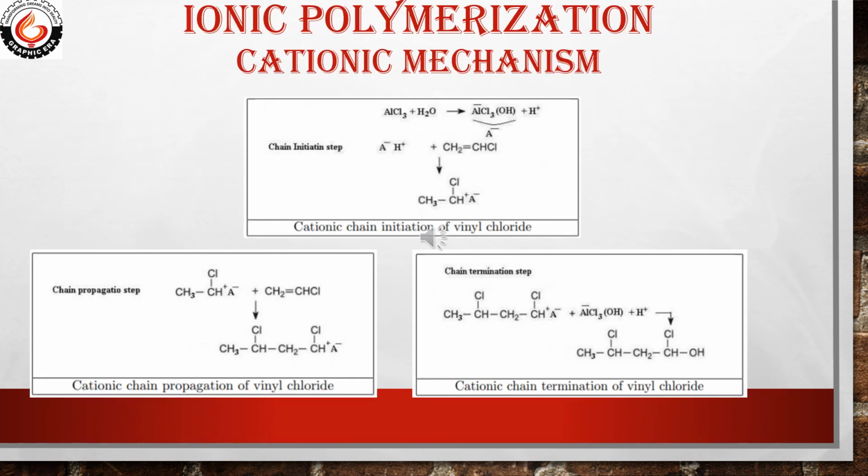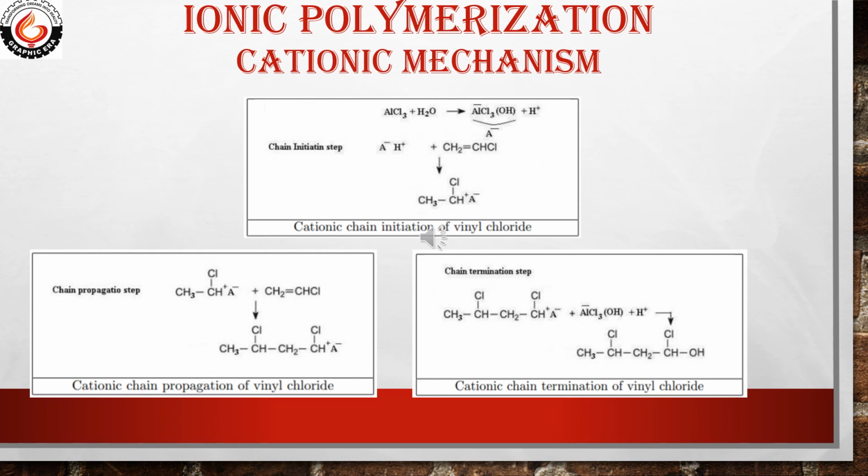Next is the cationic mechanism. In the cationic mechanism, the initiator which is commonly used is a Lewis acid, and water is used as a co-catalyst. In the cationic mechanism, the first step is chain initiation, in which the initiator, which is a Lewis acid, is added to the monomer unit, which results in the formation of a cation center, which is usually a carbocation in a monomer unit.